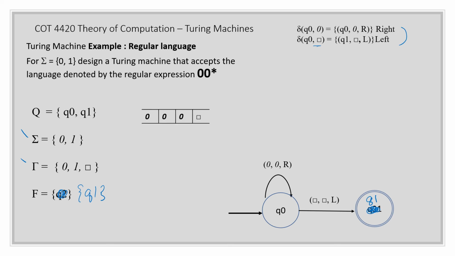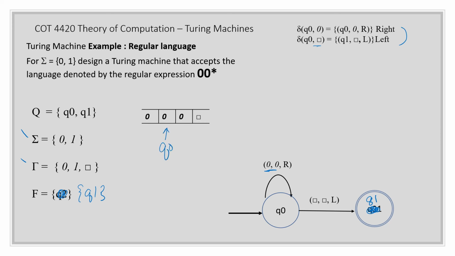So here's an example. This is our tape. Here we start in Q0. We are in Q0 and we have a 0. So we're going to leave the 0 alone, move right, and stay in Q0.